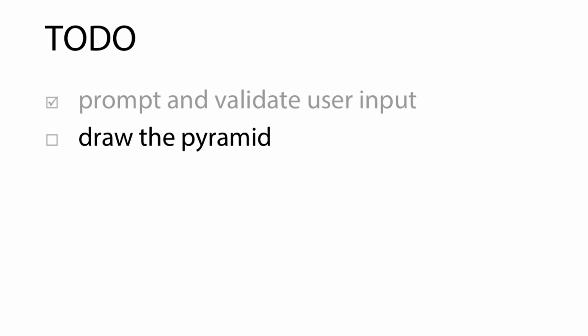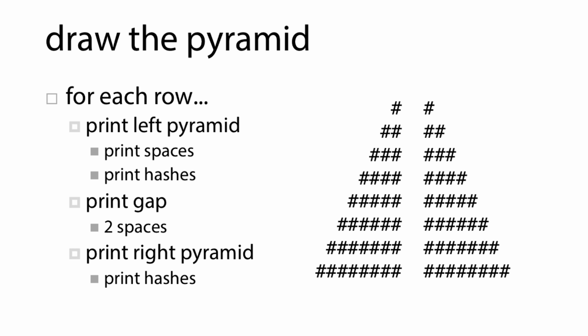Now that we've prompted and validated the user input, the next thing that we have to do is to draw the pyramid. Now the logic hasn't changed, so the pseudocode also hasn't changed. For every row, we'll want to print the left pyramid, spaces first, then hashes, print the gap, 2 spaces, and then print the right pyramid, printing just the hashes without any trailing spaces. Those aren't needed. You'll notice that the pseudocode is exactly the same. No logic has changed for this problem. So the only thing that changes is the syntax.